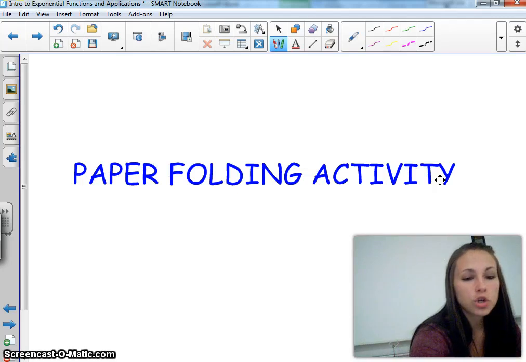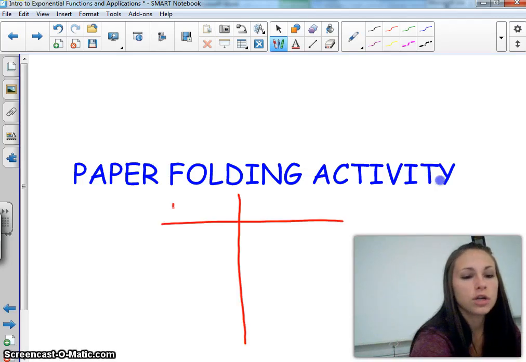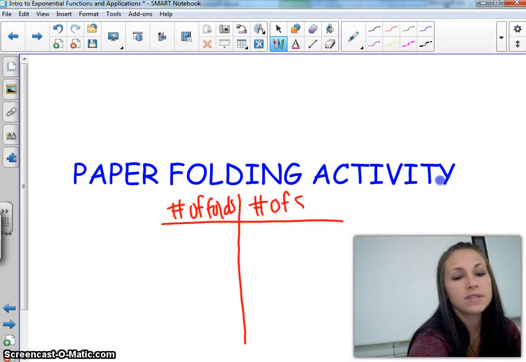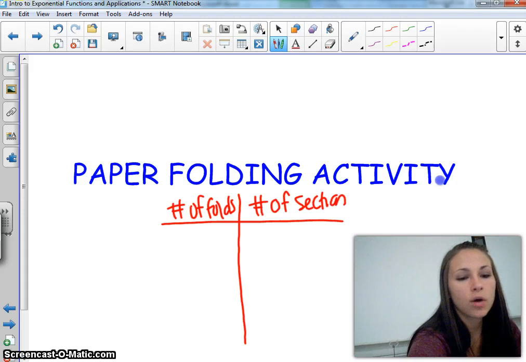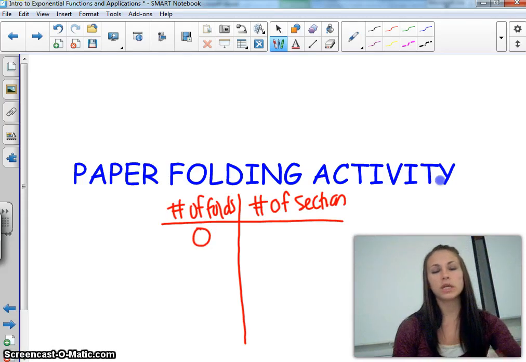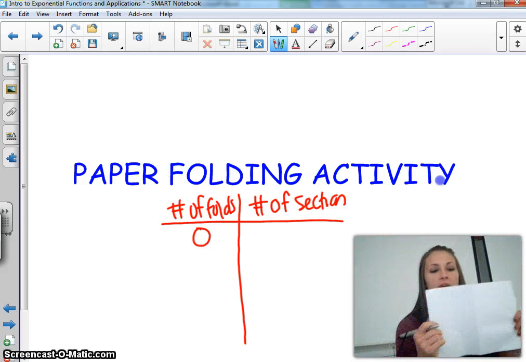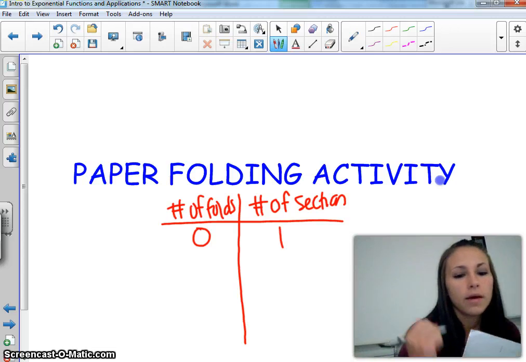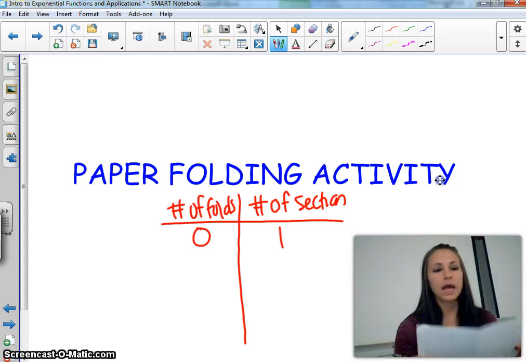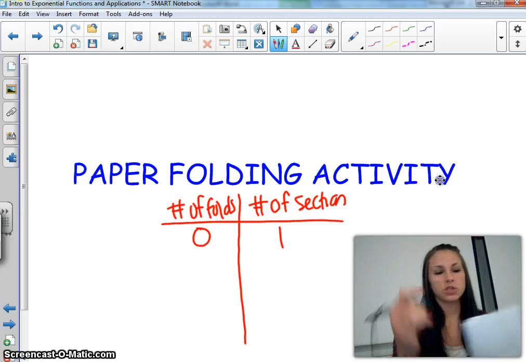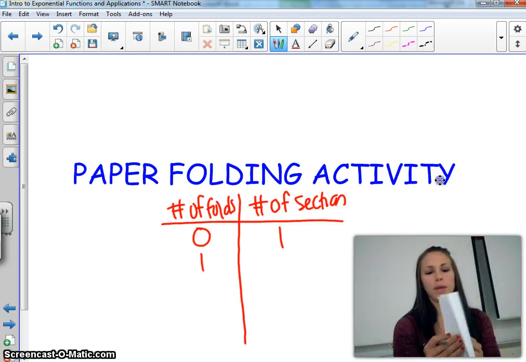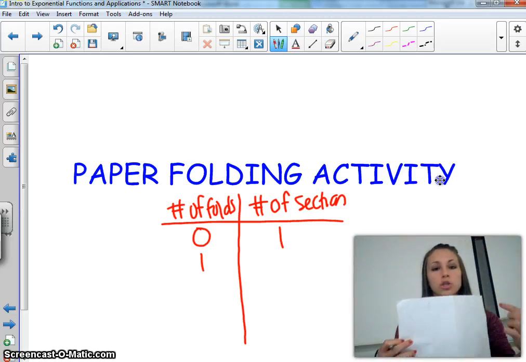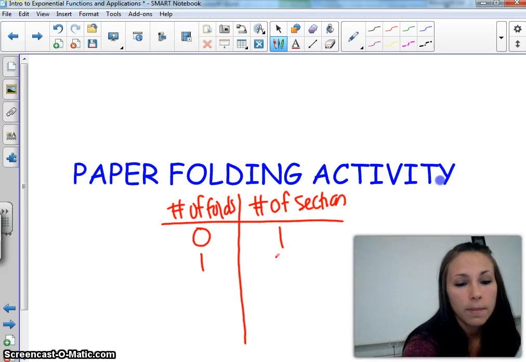Okay, and then for number 2, it gives you a chart. And over here, this is the number of folds. This is the number of sections. So I'm going to start out with folding my paper 0 times. Okay, so I'm just going to gather some data by folding this paper. So if I do not fold this paper at all, this is 0 folds, then I have this one big section that my paper makes. Now, if I fold it once, okay, so if I fold my paper one time and then open it back up, I can see that there are 1, 2 sections of my paper.